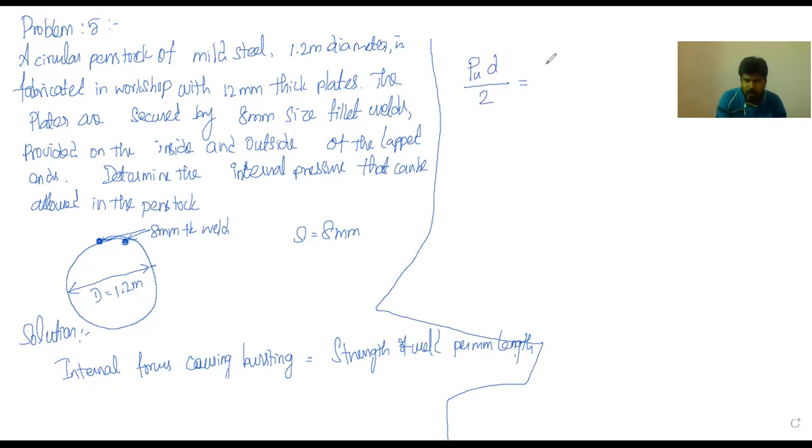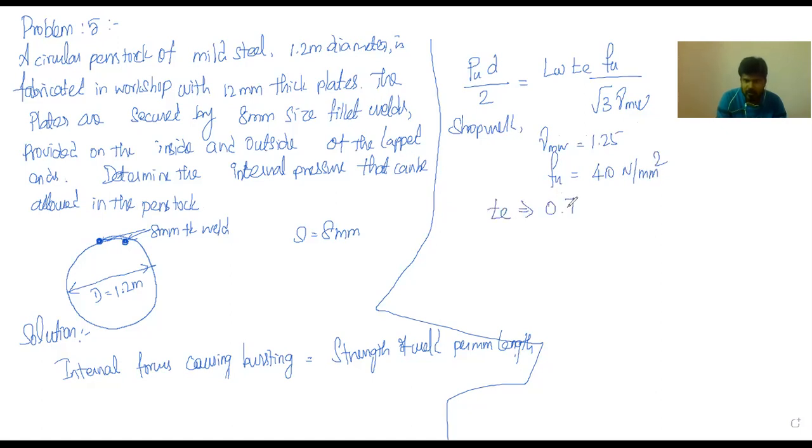Here, strength of weld we know that Lw into Te into Fu divided by root 3 into gamma mw. They have given that it is a shop weld, so gamma mw becomes 1.25. And Fu they have given as 410 Newton per mm squared, that is the grade of steel. Te, effective throat thickness, becomes 0.7 times the size of weld. The size of weld they mentioned is 8, so 0.7 into 8, which is 5.6 mm.